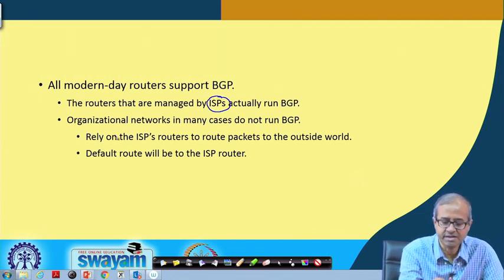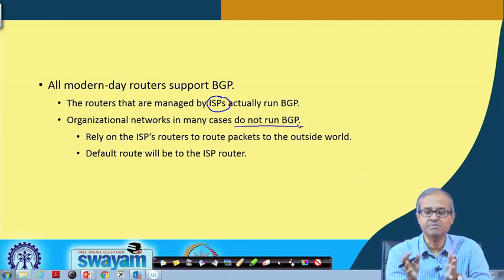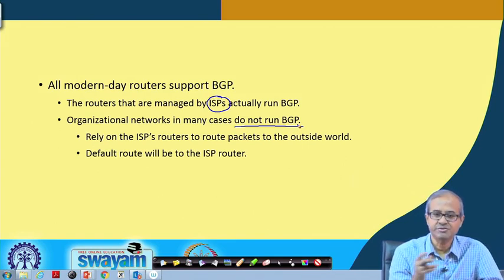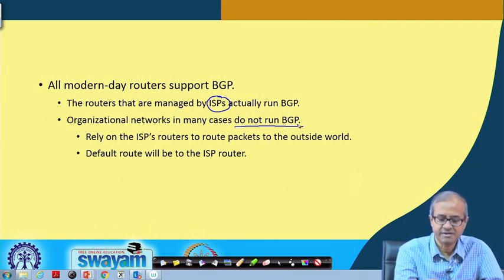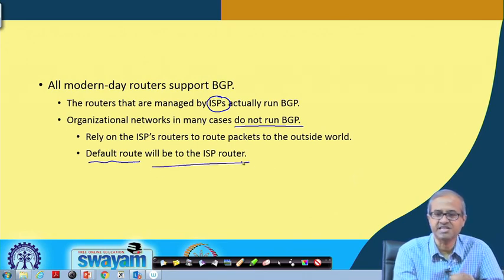This is what I am saying. Organizational networks in many cases do not run BGP, because it may be that the network administrators there are not competent enough to maintain the routers, to initialize the routers so that they run BGP in the correct way. So, in that case they can rely on the ISP's router, right. So, the default route for packets will be to the ISP's router.